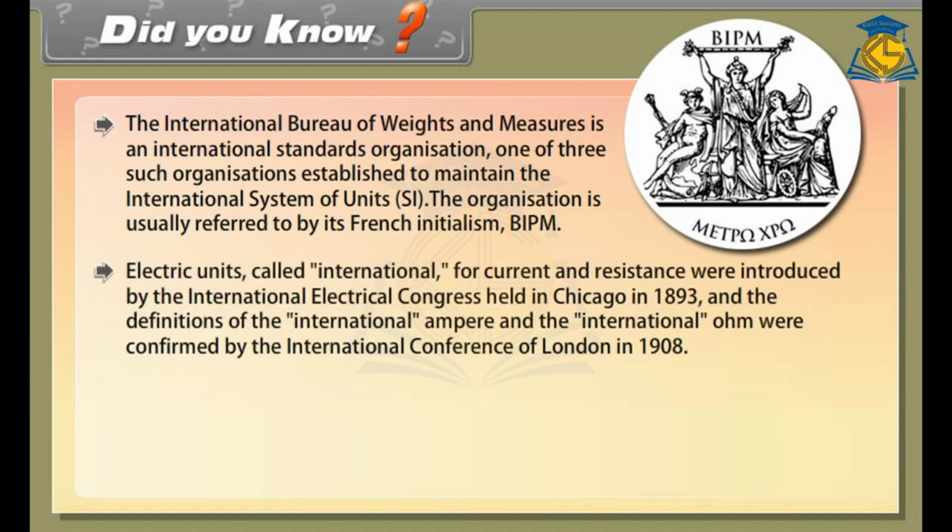Electric units called international for current and resistance were introduced by the International Electrical Congress held in Chicago in 1893, and the definitions of the International Ampere and International Ohm were confirmed by the International Conference of London in 1908.